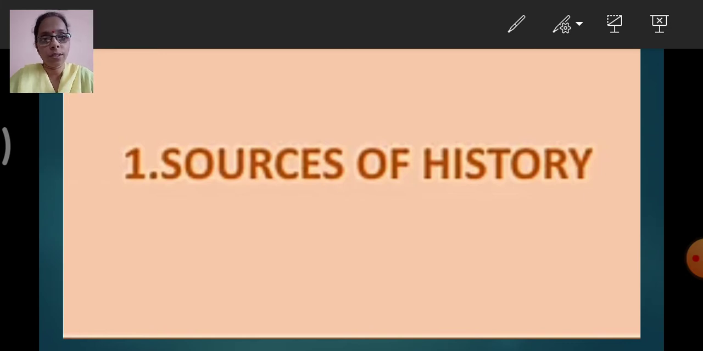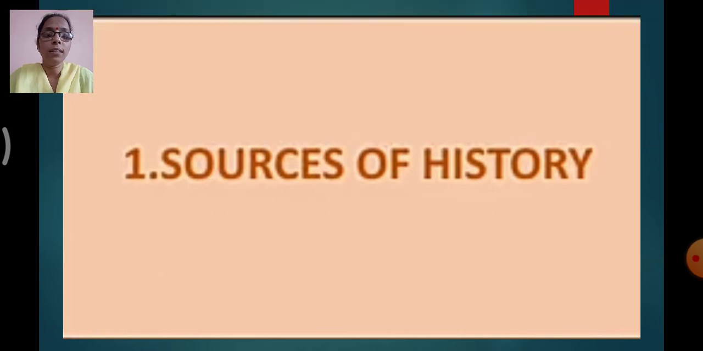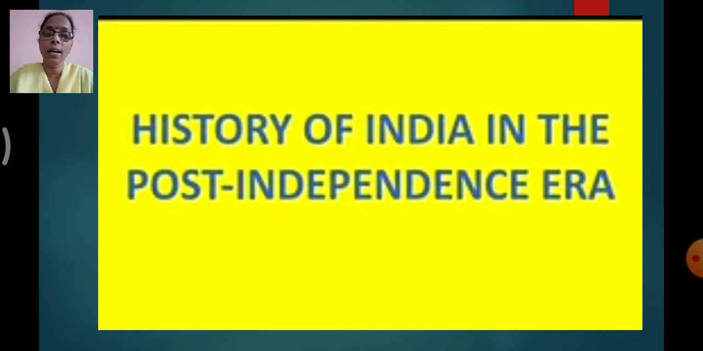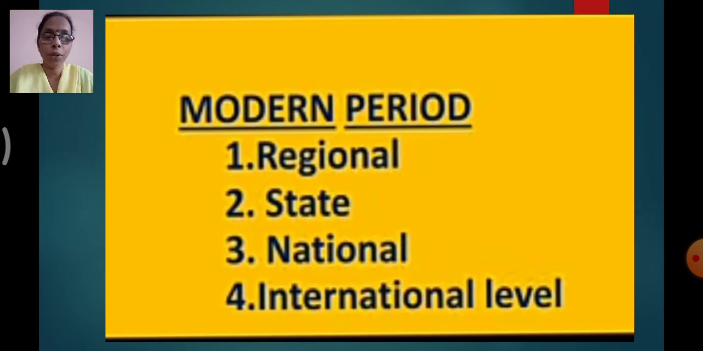Sources of history. As you know, you have your unit test, so accordingly we will just revise the topics, right? In 9th standard we are learning the history of India in the post independence era, right? That means we are learning the history in the modern period. Now, the history of the modern period is divided into 4 different levels: regional, state, national and international level.